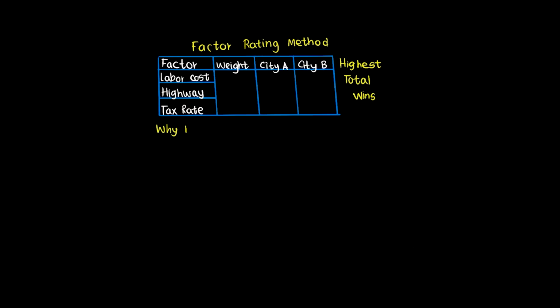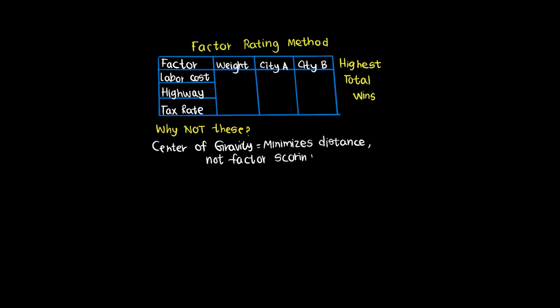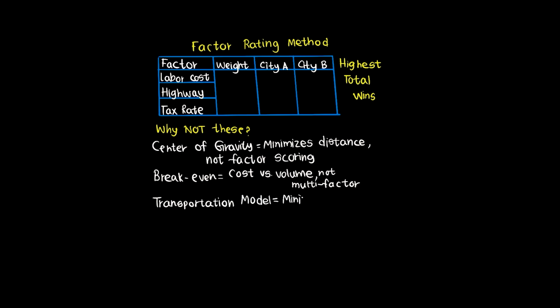Now the center of gravity method uses map coordinates and shipping volumes to find the location that minimizes total transportation distance. Good for distribution, but it does not score qualitative factors like tax rates. Break-even analysis compares fixed and variable costs across locations at different output levels to find where each becomes profitable. It is about cost and volume, not multi-factor scoring. The transportation model minimizes shipping costs between multiple sources and destinations. Pure logistics math, not a qualitative factor comparison.